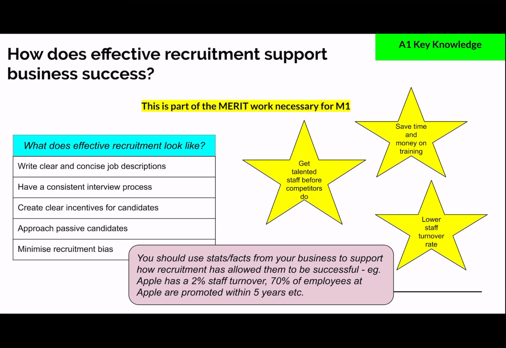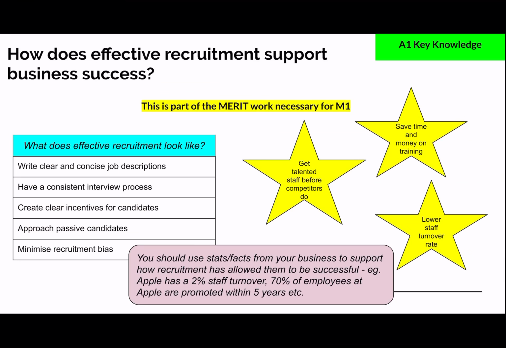So what does this look like then in terms of business success? So if we have recruited effectively as an organisation, it can mean that you get more talented staff before your competitors do. Inevitably, that makes you much more efficient. It makes you a much better place to work. It can mean that you are leaders in terms of innovation. It can mean that you have more skilled staff than your rivals, and that will impact on your ability to generate sales. It can save time and money on training.